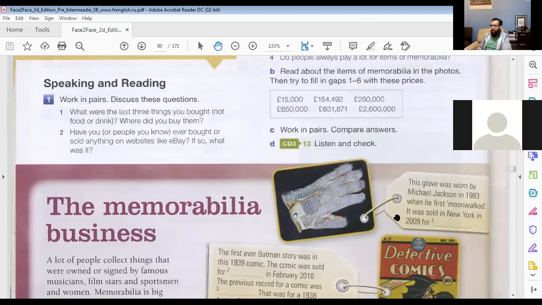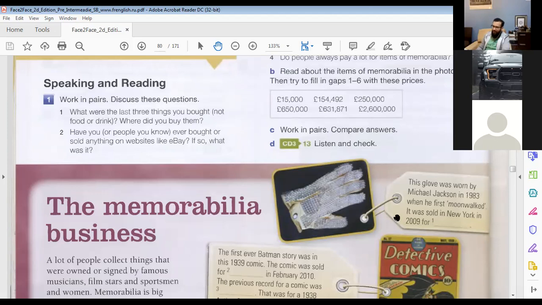What about you, Rashid? Can you remember the last 3 things you bought? Something that's not food or drink. Pencils, and okay, notebooks. A notebook. And what else?